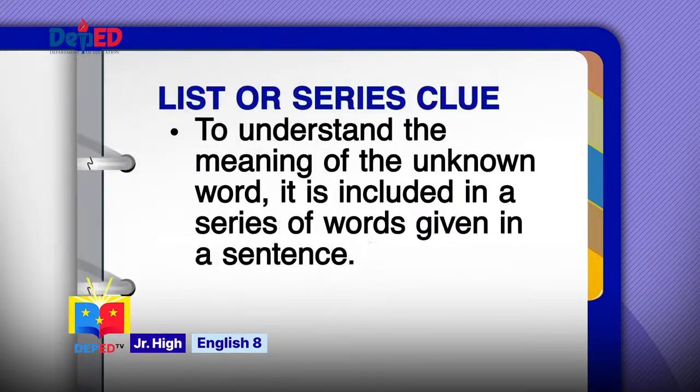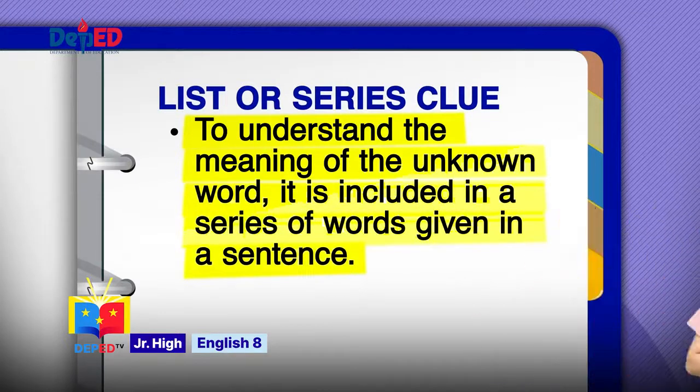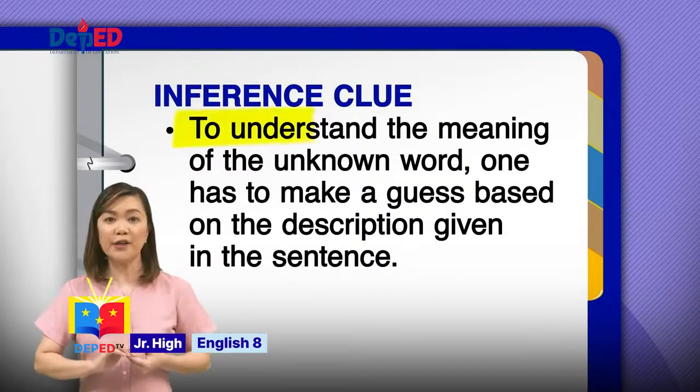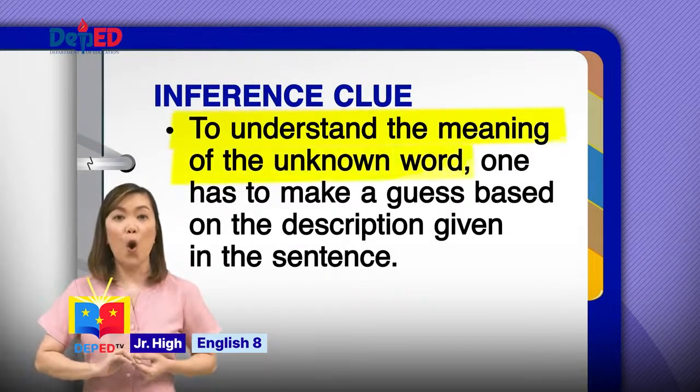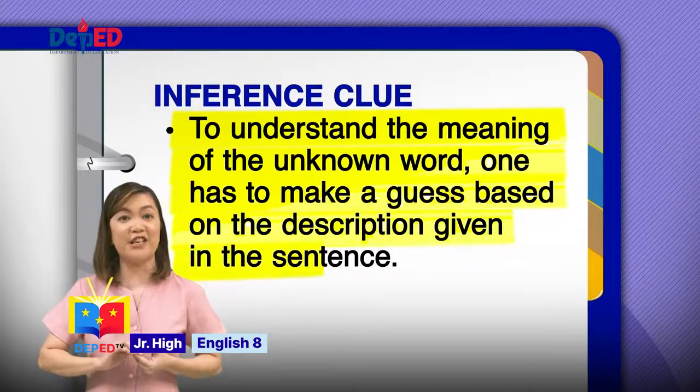Next, we have list or series clue. To understand the meaning of the unknown word, it is included in a series of words given in a sentence. And lastly, we have the inference clue. To understand the meaning of the unknown word, one has to make a guess based on the description given in the sentence.